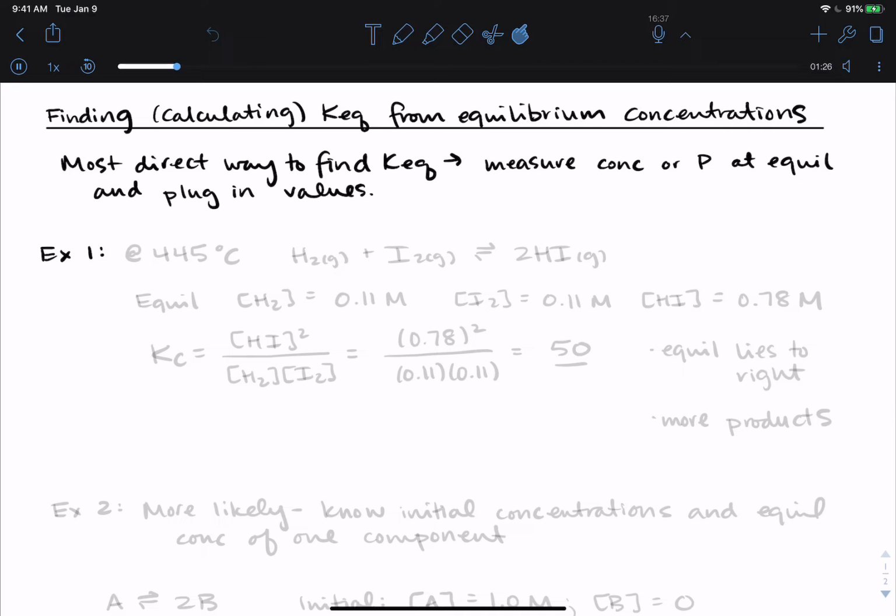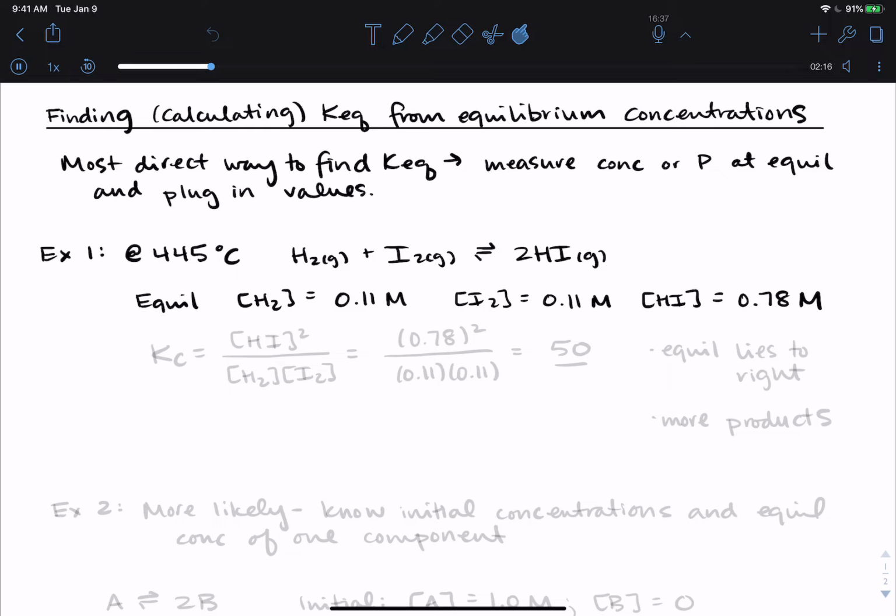Example 1 tells us that at 445 degrees Celsius for the reaction H2 gas plus I2 gas in equilibrium with 2HI gas, the equilibrium concentrations are that H2 has a concentration of 0.11 molar, I2 has a concentration of 0.11 molar, and HI has a concentration of 0.78 molar.